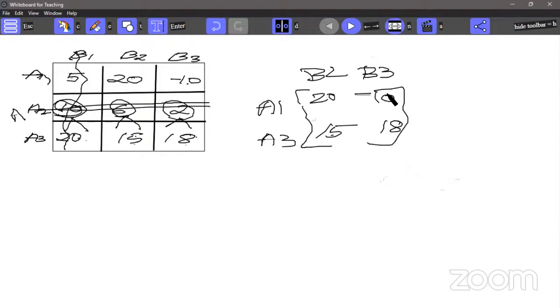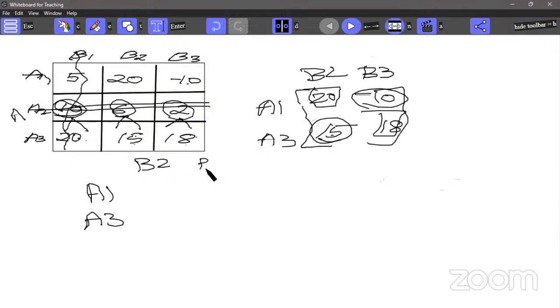For A, the least in each row, I will circle. For B, the maximum in each column, I will put a square. Is there any number where both circle and square are there? No. So you don't have a saddle point. So we have to use a mixed strategy. In a mixed strategy, what you can do best is tell the probabilities.